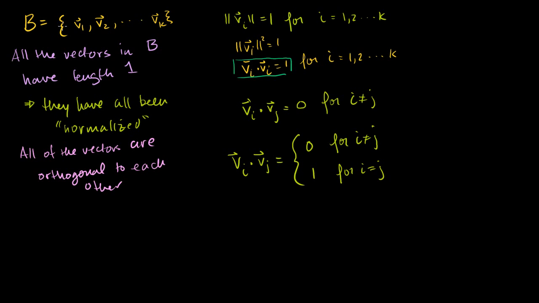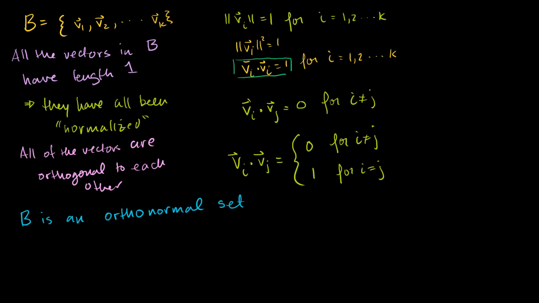So I've got a special set. All of these guys have length 1, and they are all orthogonal with each other. They're normalized, and they're all orthogonal. And we have a special word for this. This is called an orthonormal set. So B is an orthonormal set: ortho for orthogonal, normal for normalized. They're all orthogonal relative to each other, and everything has been normalized. Everything has length 1.